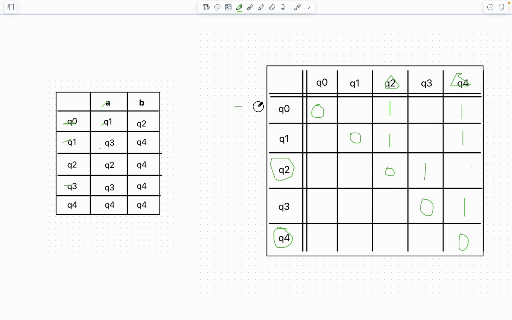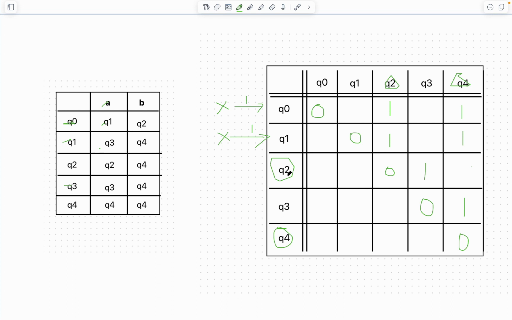So in the first iteration, Q0 had nothing, so we didn't mark any of the boxes. Now let's come to Q1 and Q3. We are trying to fill this box. Let's see Q1, Q3 on input A. It goes to Q3 and Q3. It's a self loop, so we can't do anything. This box is also not filled in the first iteration.